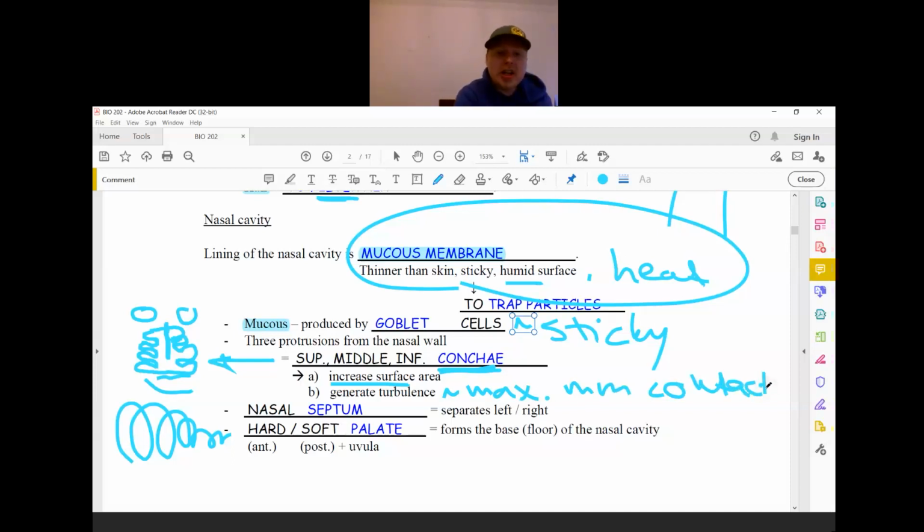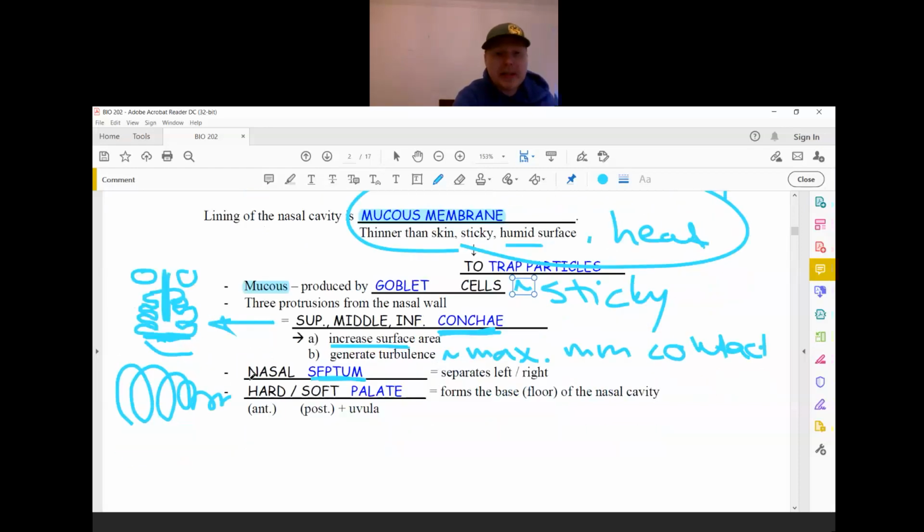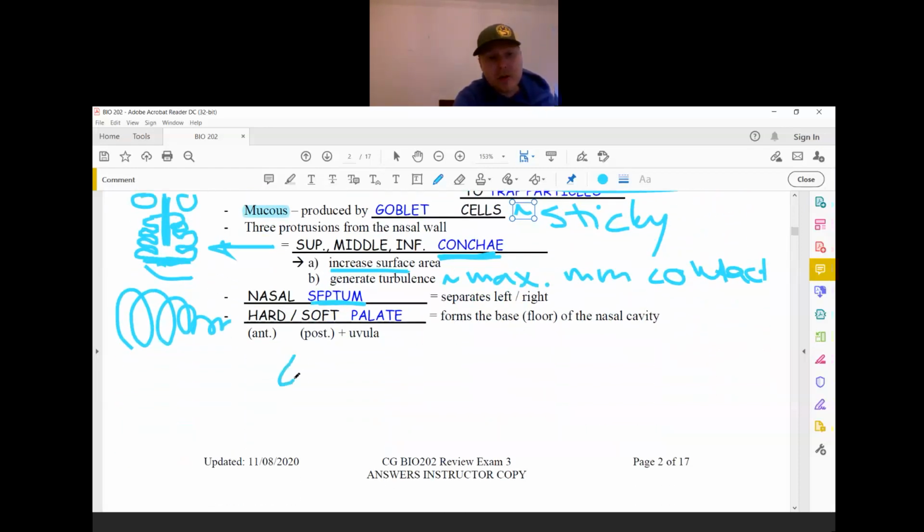I already mentioned the nasal septum being the middle line that separates the left and right side of the nasal cavity, and the floor of the nasal cavity is made by the palate. So again, if we have a quick look, there's our nose, there's our mouth, and an eye. So the oral cavity is separated from the nasal cavity by this palate that we see here.